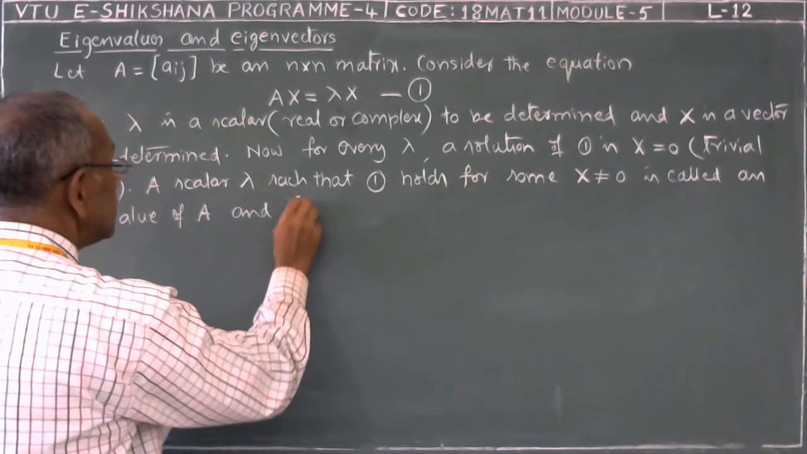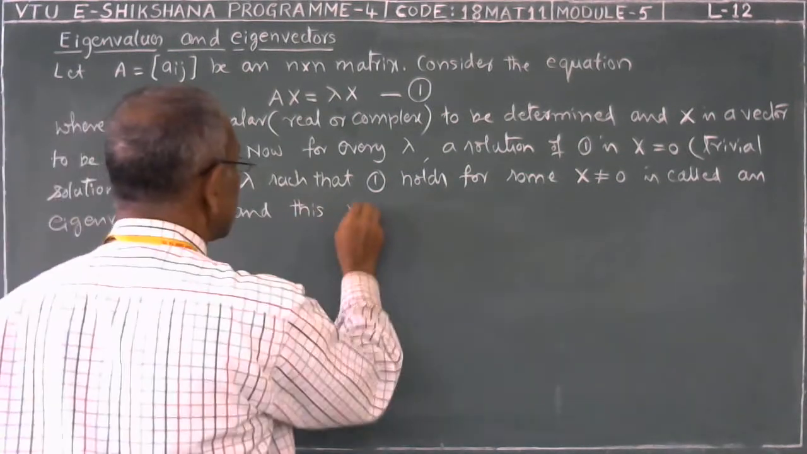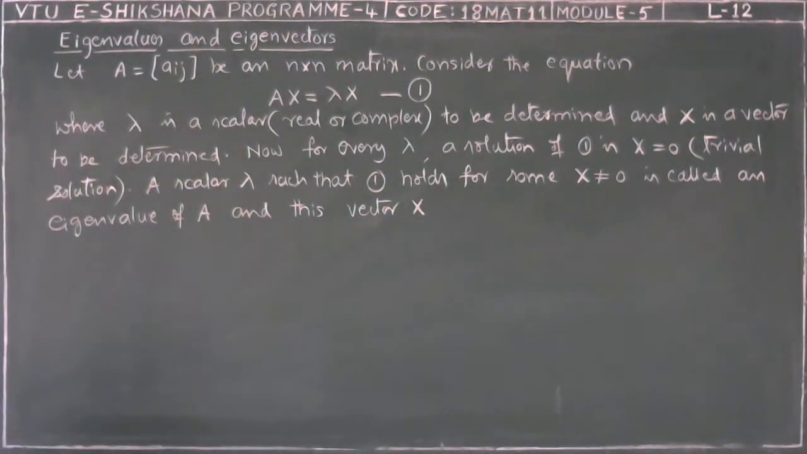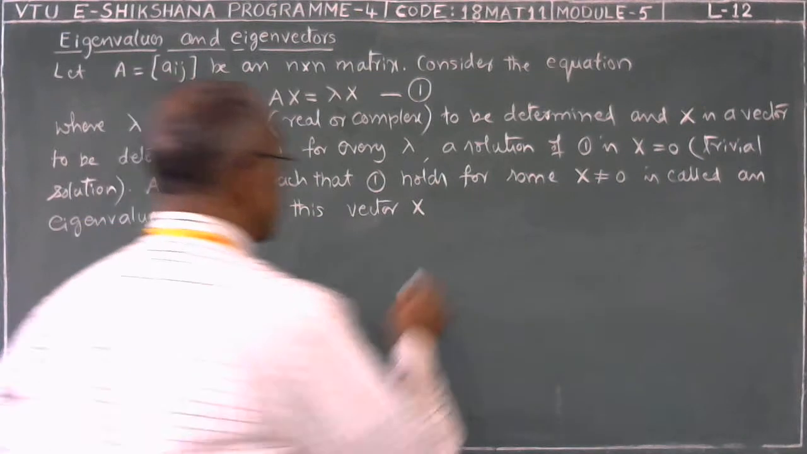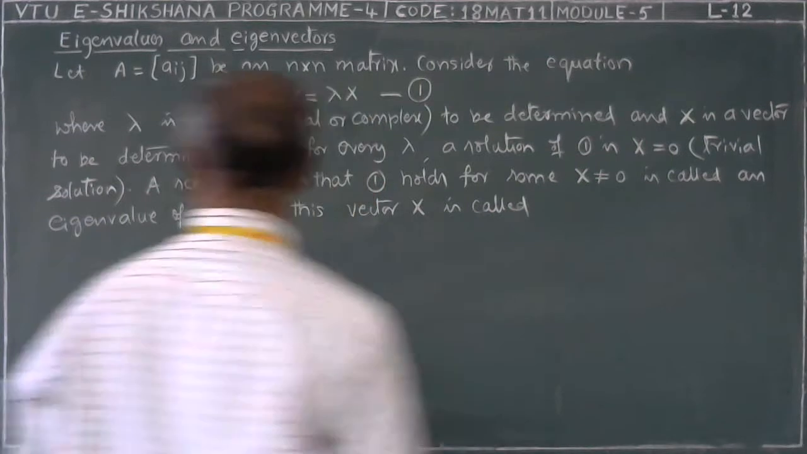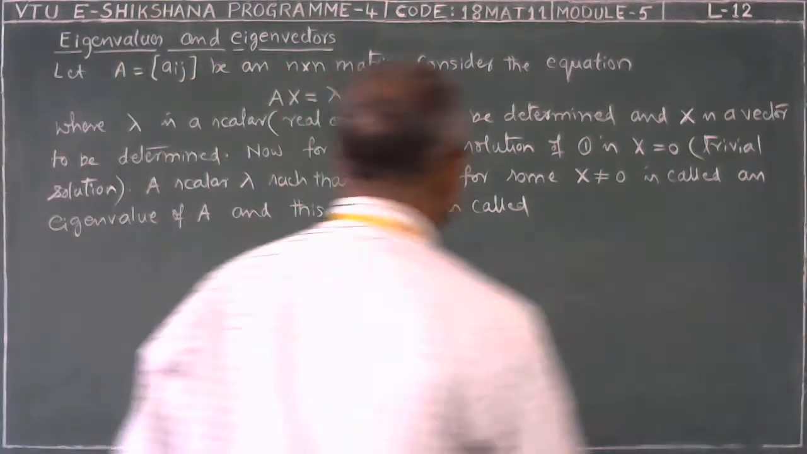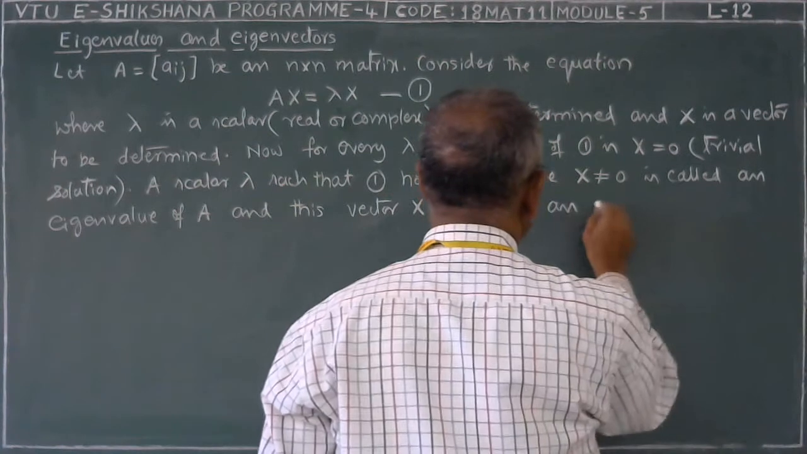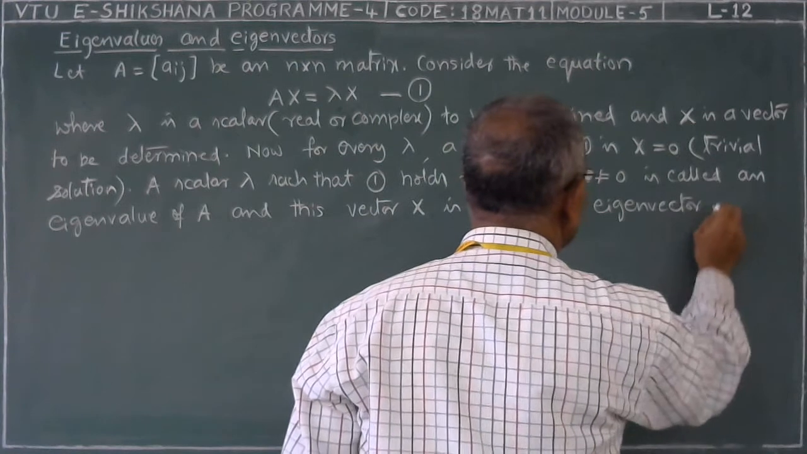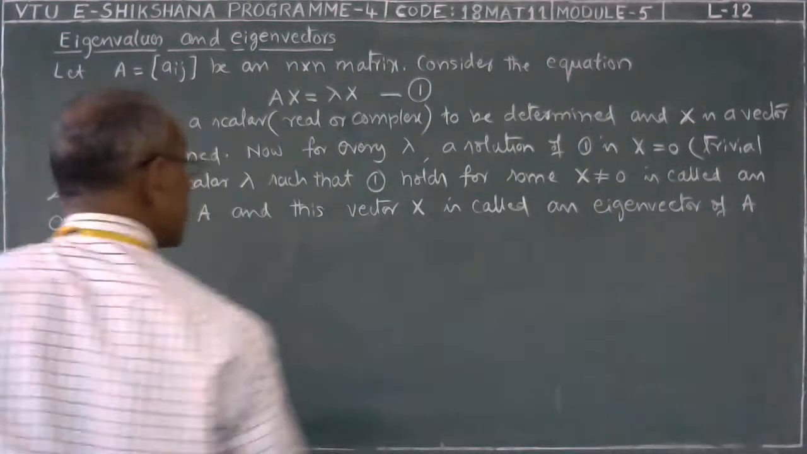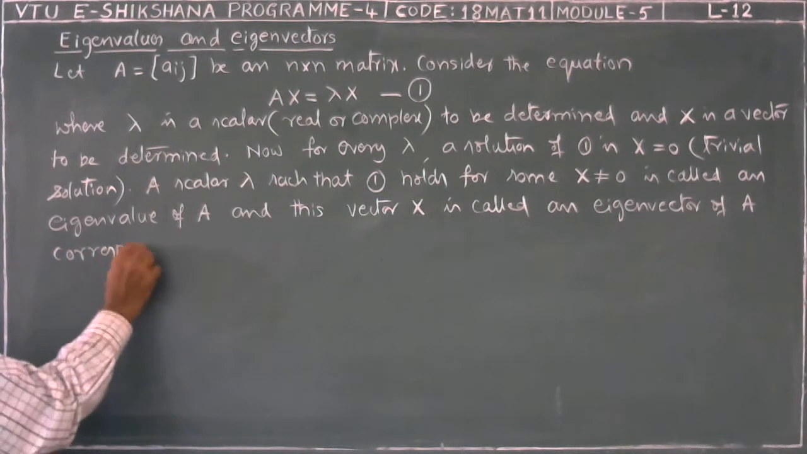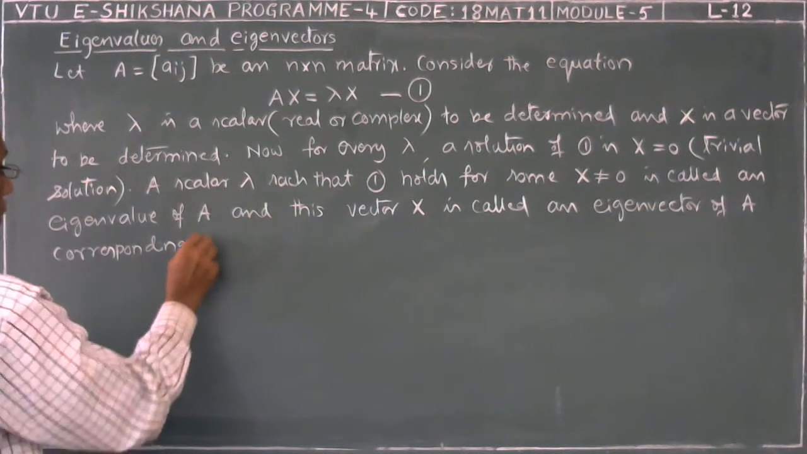And this vector x is called an eigenvector of A corresponding to lambda.